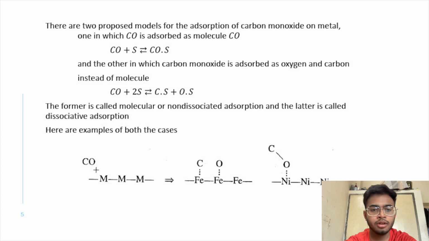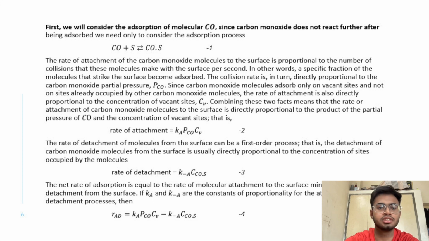Here in this diagram we can see both the examples. In the first one, carbon and oxygen being separately attached to the site of iron surface, and then in the second example, carbon and oxygen as carbon monoxide attached on the surface of nickel. First, let us consider the adsorption of molecular carbon monoxide.